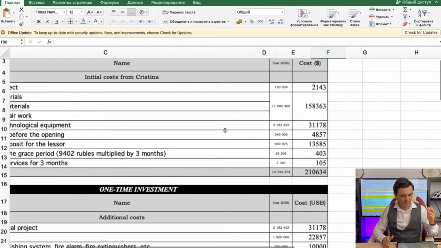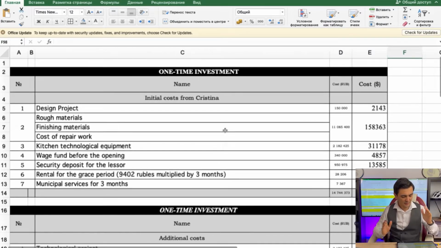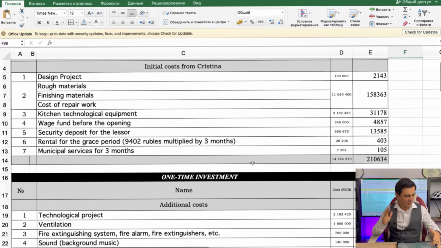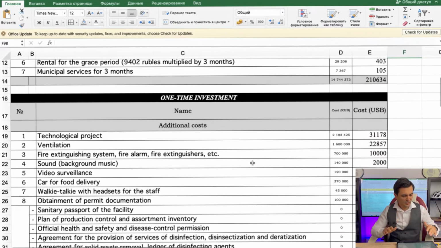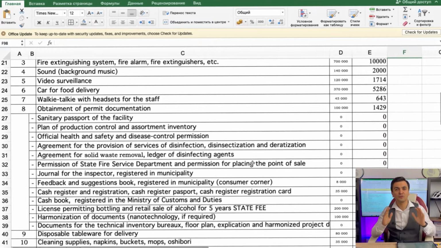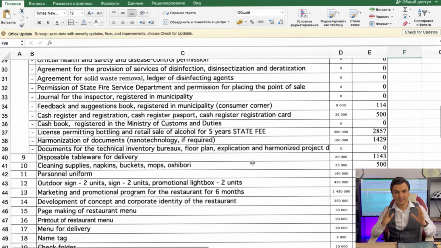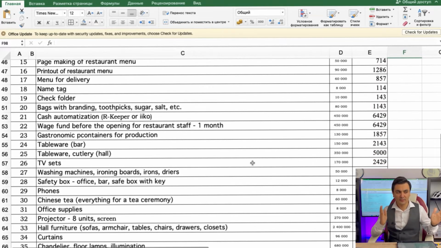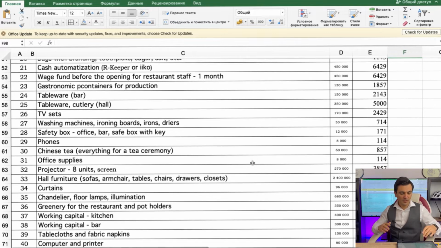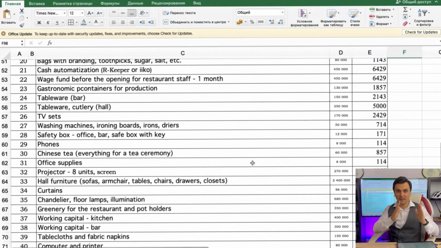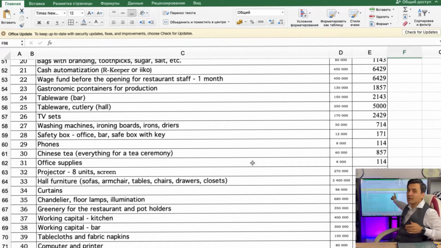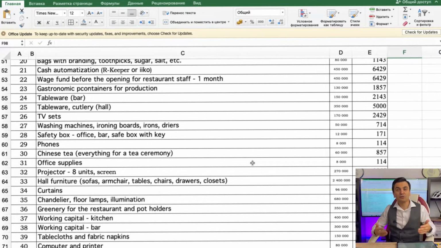Here it says, design project, this amount of money, rough finishing materials, this amount of money, equipment, that amount of money, staff hiring, name tags, menus, check folders, TVs, a washing machine, basically anything you will need in order to open a restaurant. Furniture, decor, machinery, hardware, right up to rent payments, just everything. You enumerate it first, then write down the name and how much it will cost. That's it. Everything is really simple.